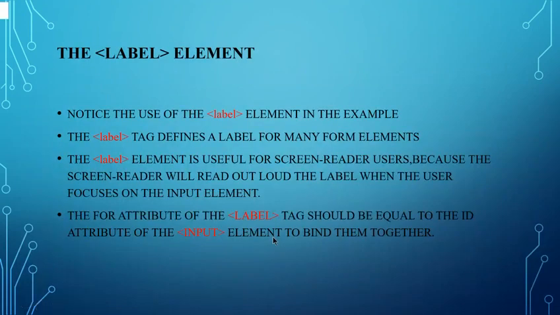Next, the label input. Notice the use of the label element in the example. First, the label tag. It will define a label for many form elements. The label element is useful for screen reader users because the screen reader will read out loud the label when the user focuses on the input element. The for attribute of the label tag should be equal to the ID attribute of the input element to bind them together.